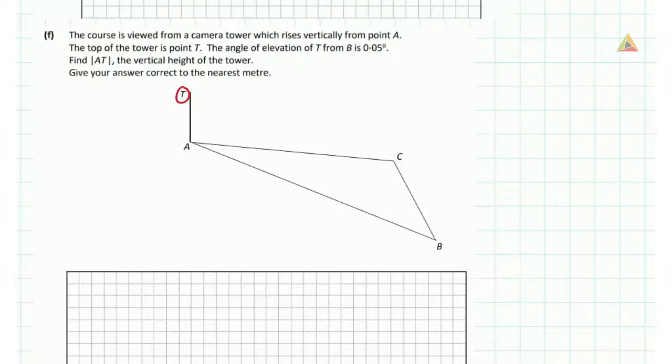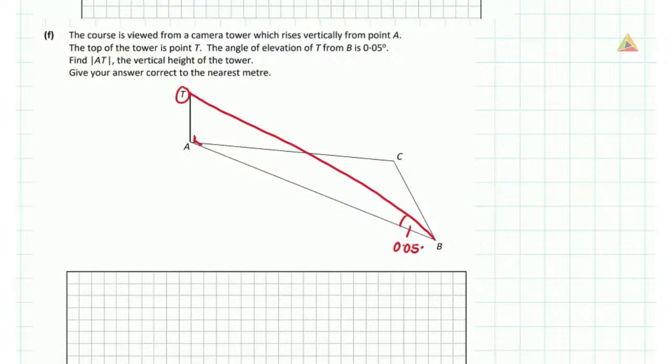So I'm just going to mark that in the diagram. We're coming from B, and we imagine that we're standing at B and looking up at T, and that angle is going to be really small, 0.05 degrees. Now, remember that A, B, and C are a triathlon park or triathlon circuit, so they're all on level ground. So I can also mark in that this angle here, TAC, is going to be a 90-degree angle.